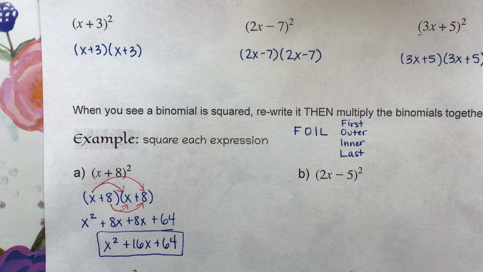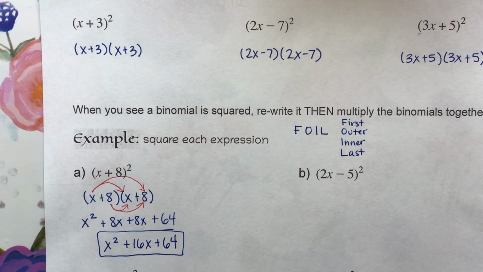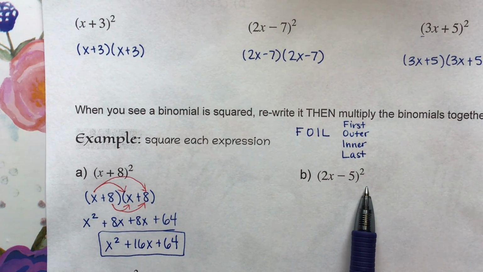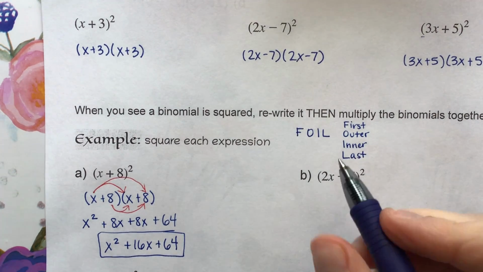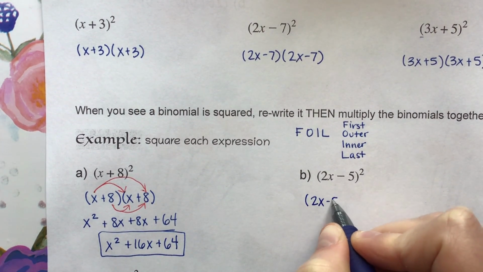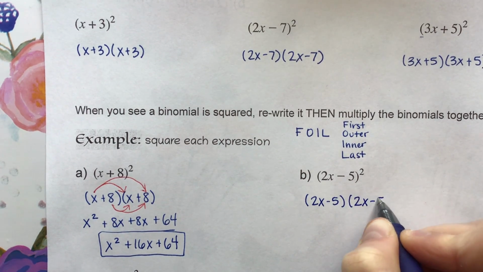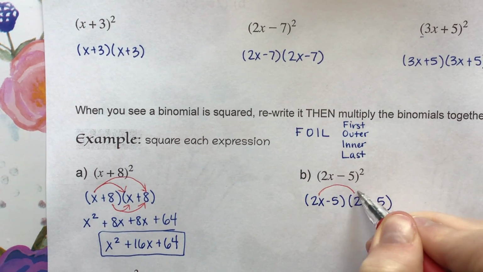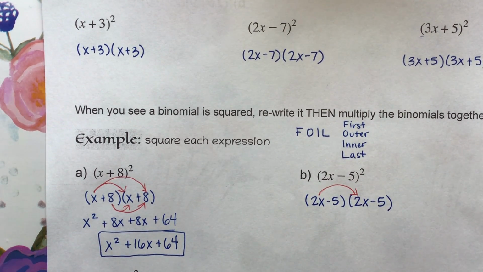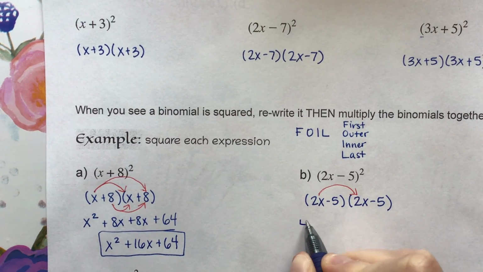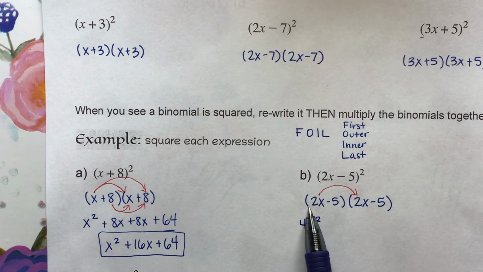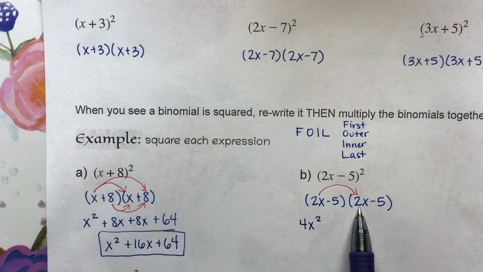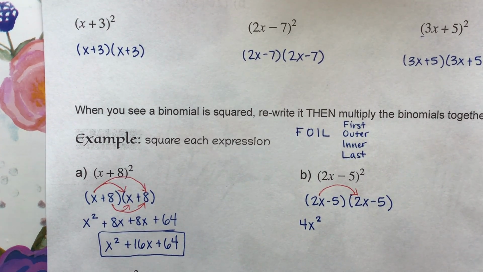All right. Next, I want to square 2x minus 5. Remember to rewrite it so you don't accidentally miss a step of your foiling process. So I'm going to rewrite this first as 2x minus 5 times 2x minus 5. Now I'm going to take the first term times the first term and multiply those together, getting me 4x squared. 2 times 2 is 4. X times x is x squared.